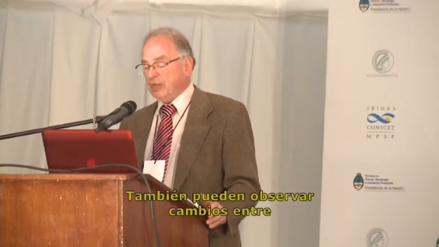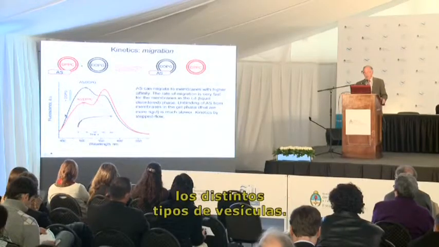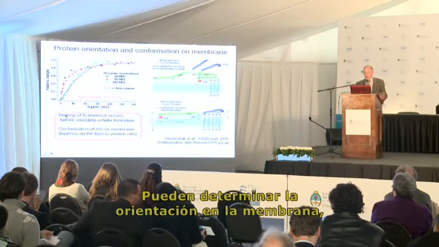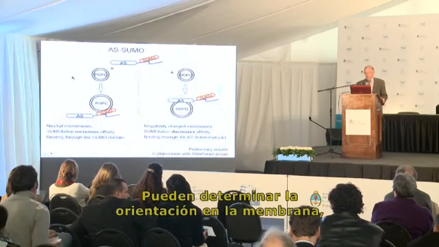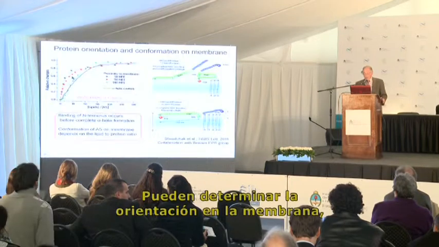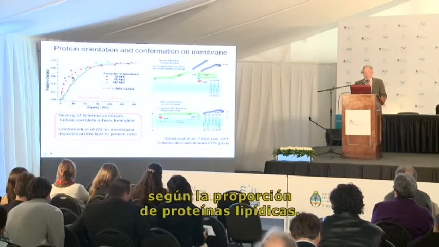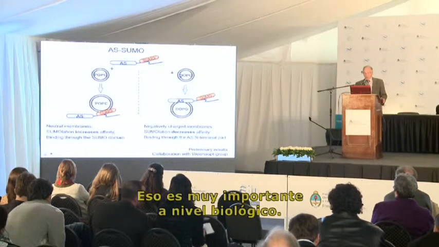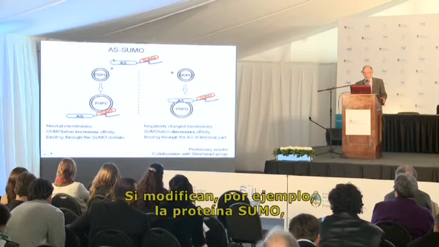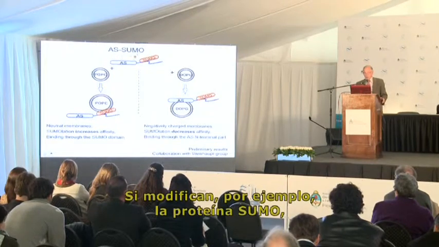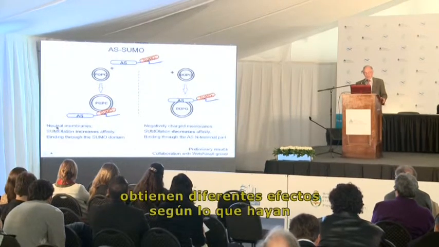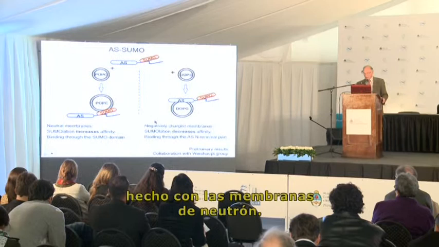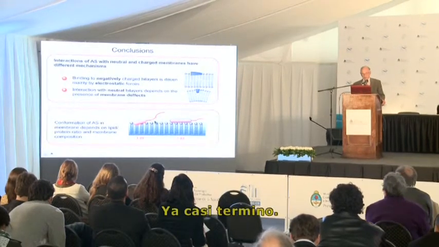You can also look at migration between different kinds of vesicles, and you can determine that the orientation on the membrane depends upon the lipid to protein ratio, so that's probably very important in a biological sense. And if you modify the protein, for example with SUMO, you get different effects depending on whether you're dealing with neutral membranes or negative membranes. So I'm almost finished, Pancho.